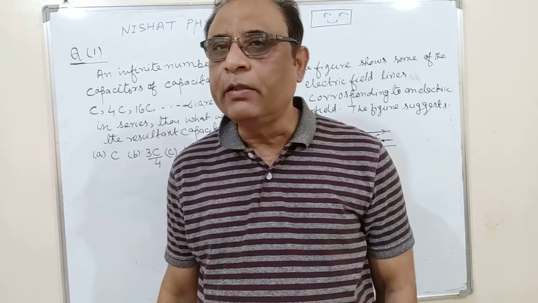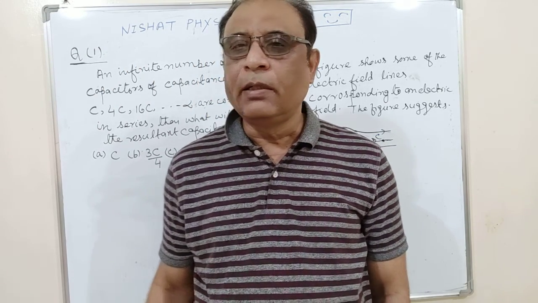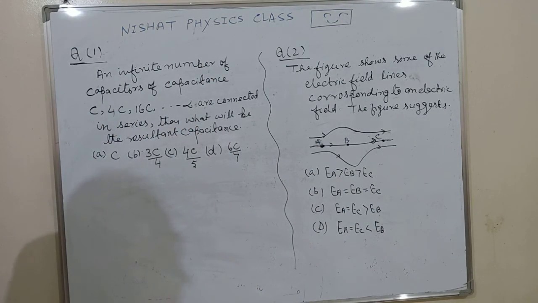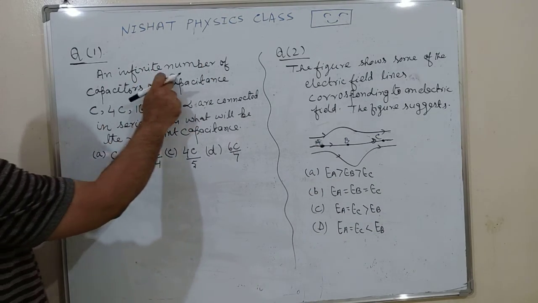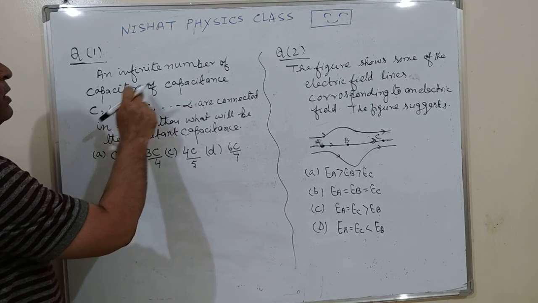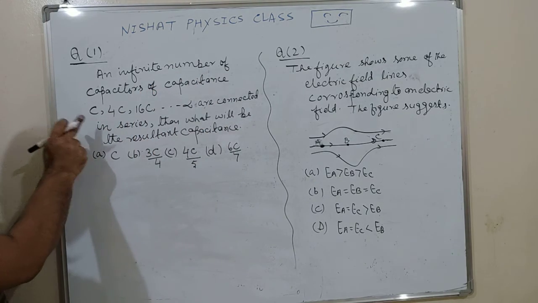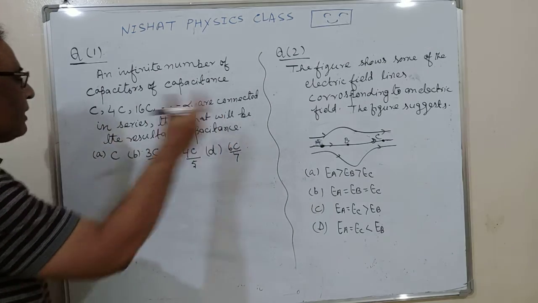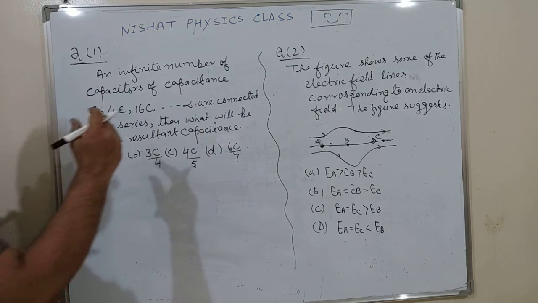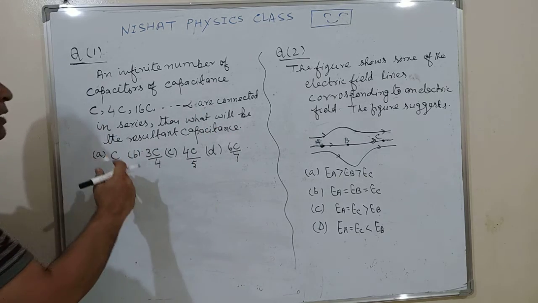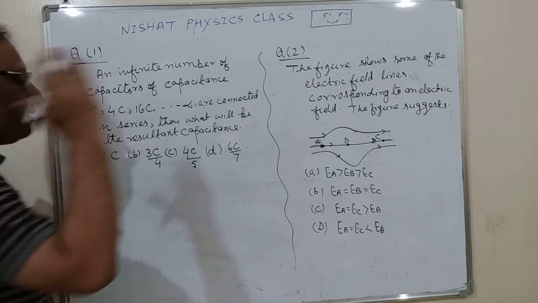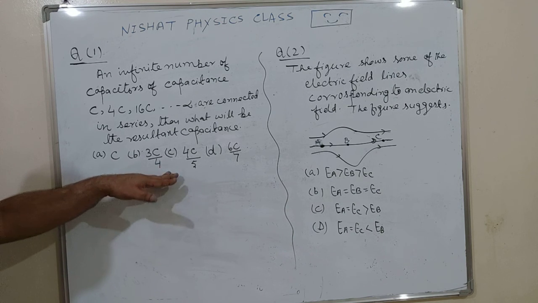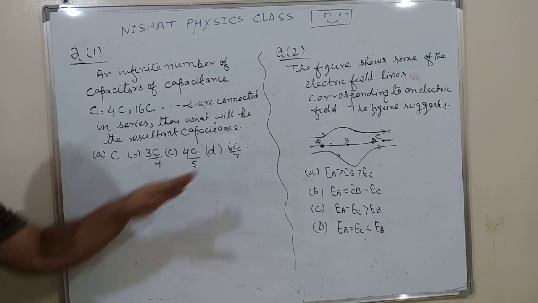I am ready with two questions. Let us start. Question number 1: an infinite number of capacitors of capacitance C, 4C, 16C, till infinity, are connected in series. Then what will be the resultant capacitance? Options are A: C, B: 3C by 4, C: 4C by 5, and D: 6C by 7.